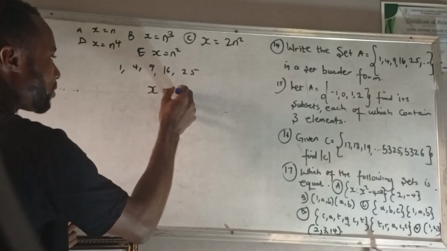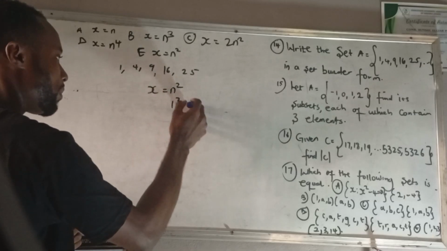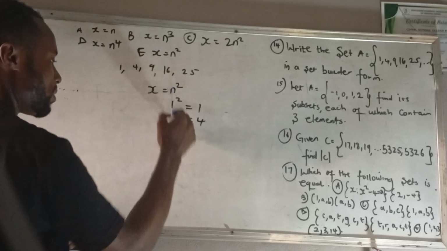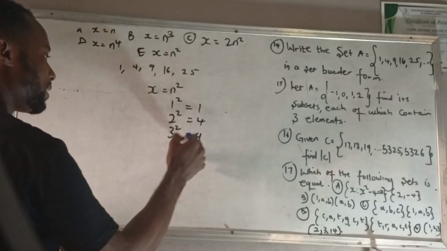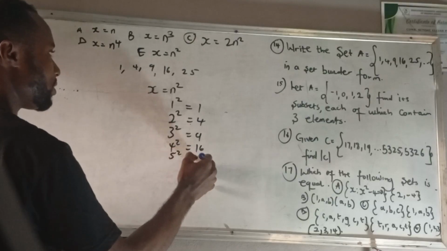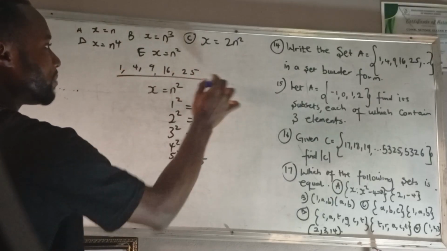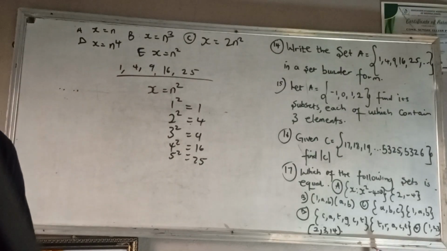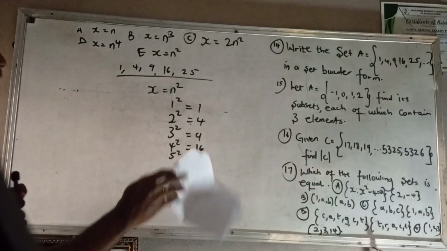So we move to E. x is equal to n raised to power 2. So 1 raised to power 2 is 1, 2 raised to power 2 is 4, 3 raised to power 2 is 9, 4 raised to power 2 is 16, 5 raised to power 2 is 25. It corresponds with this set builder form. So the final answer is the last option they gave. E is the correct option.